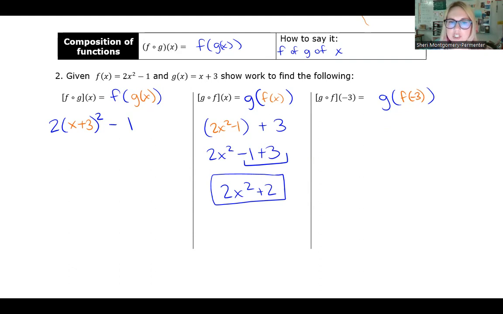So yeah, I'm going to write the g function. The g function is a nice x plus 3. I hope other people noticed. And inside my x, I'm going to plug in the orange one. So f of -3. My f function is here. I got that completely backwards, friends. So it's 2, and inside the x, I'm going to put -3 squared minus 1.